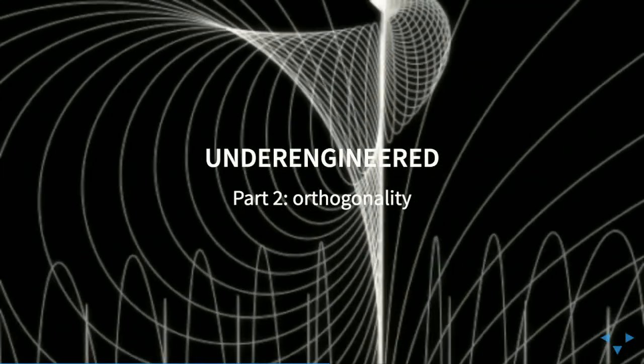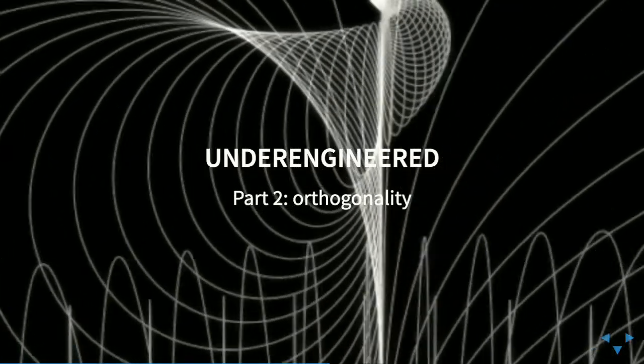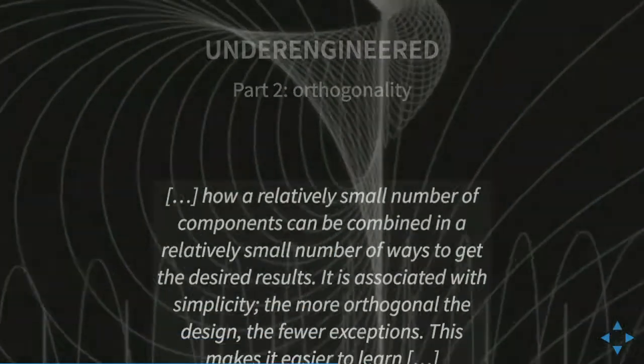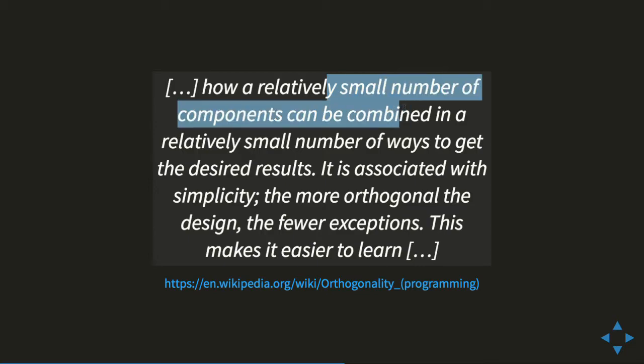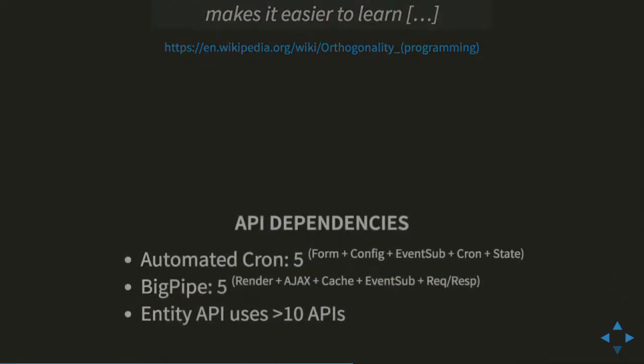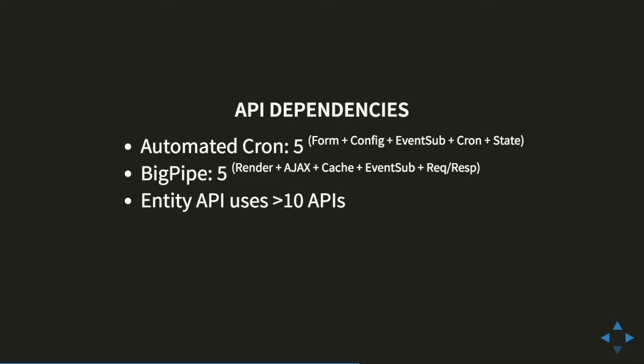The first one was under-engineered, the accidental API. Now orthogonality, which is a fancy word, but it really just means a small number of components with which you can build complex, advanced things. So do we have a small number of components to build anything that we want? I think in the case of Drupal, the answer is no. And a few examples to make this a bit more clear.